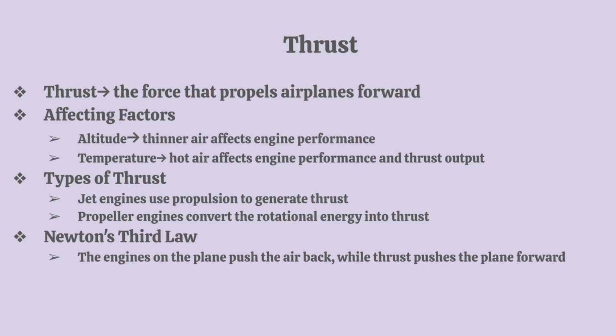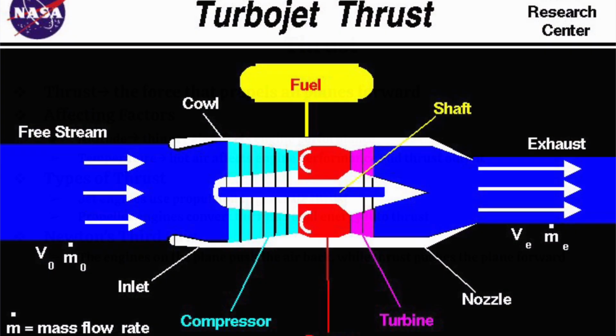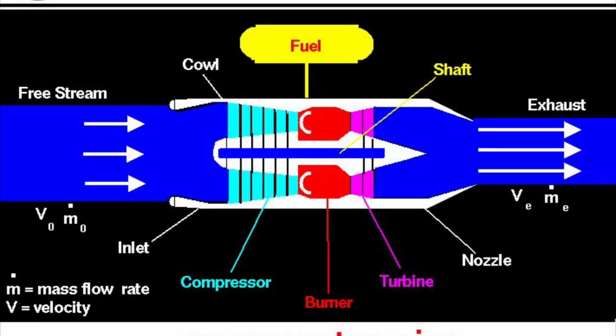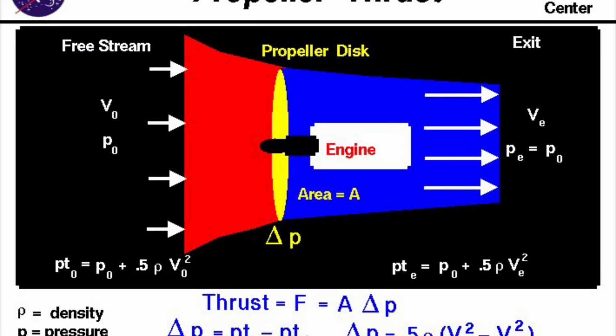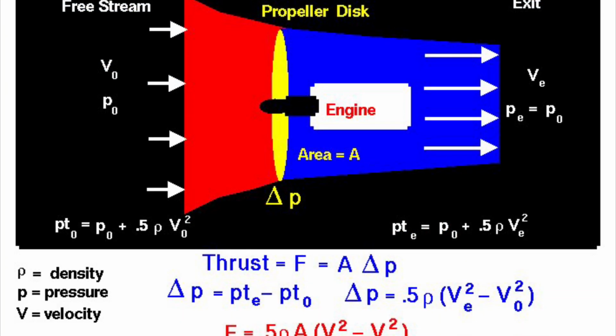Thrust is the force that propels airplanes forward, generated by engines to overcome drag. Factors like altitude and temperature affect engine performance and thrust output. There are two main types of thrust: jet engines, which propel air backwards at high speeds, and propeller engines, which convert rotational energy into forward motion.